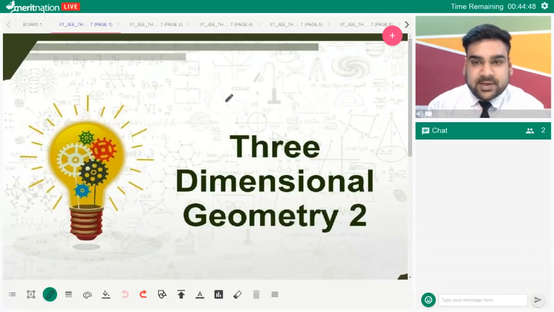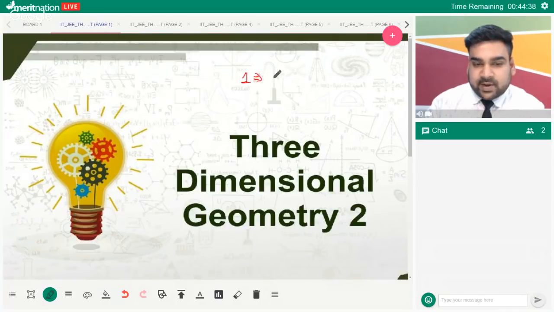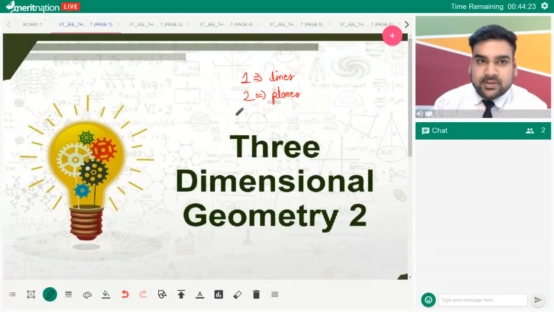Welcome to this second session of three-dimensional geometry. In your first session of 3D geometry, you learned some very good problems based upon the equations of lines. In this session, we are going to discuss some more important problems, especially those related to the equations of planes. So let's start with this session.